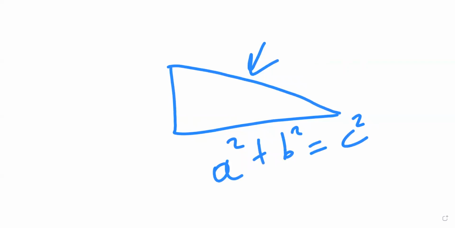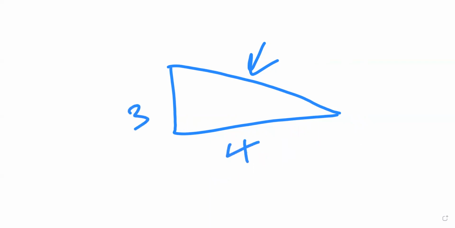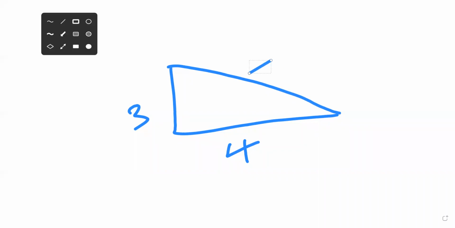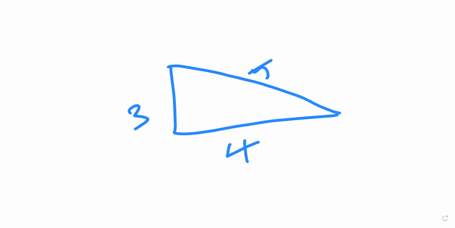If I have three dimensions, like let's say I have 3, 4, and I have 5 right here. That 5 right here is my longest side.